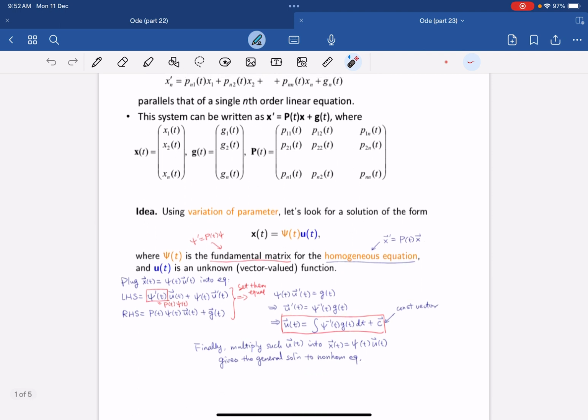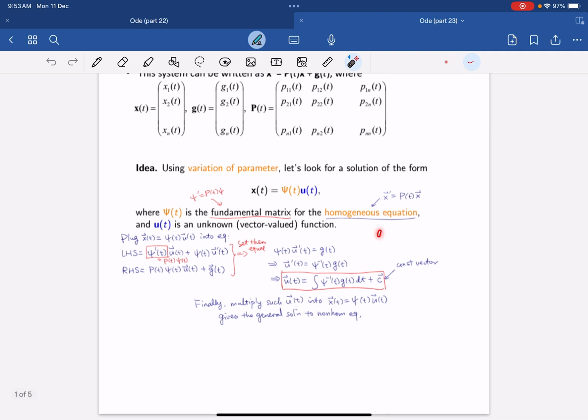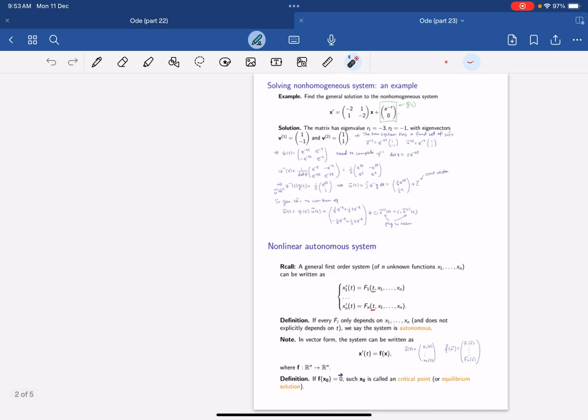The idea is using what is known as the variation of parameters. So we will look for solutions of the following form, where x equals the fundamental matrix from the homogeneous system case times u(t). So we just sub it in and see whether we can equate it to get anything we like, and we actually get something we like. So u(t) will equal the integral of the inverse of the fundamental matrix times g(t). And when you multiply such a u(t), it becomes a solution.